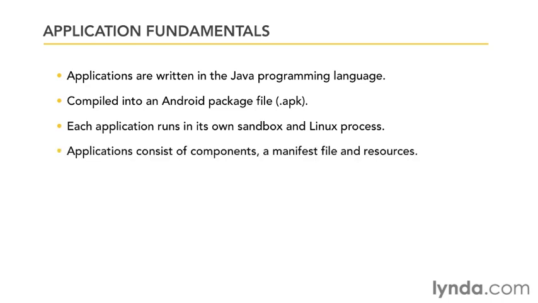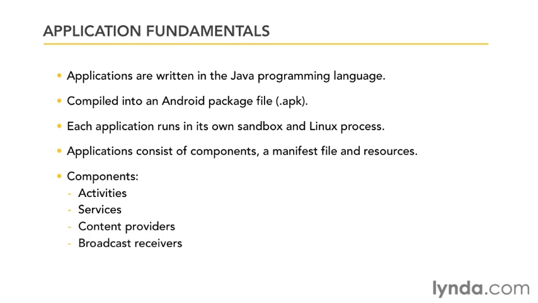Your applications are going to consist of components, a manifest file, and resources. Resources being anything that you include with your application: images, video, audio. So what are the components that you can include in your application? Well, there are four main components that can be used to build Android applications. They are activities, services, content providers, and broadcast receivers. Let's look at each of these individually to learn a little bit more about them.